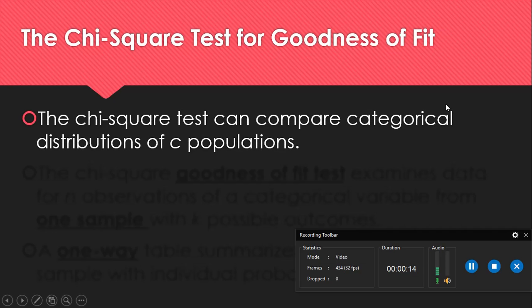So when we run our chi-square test of inference, what we're doing is looking at two categorical data pieces, and we're looking at the distribution for those populations. And remember, you can use any number of populations here to make a comparison.